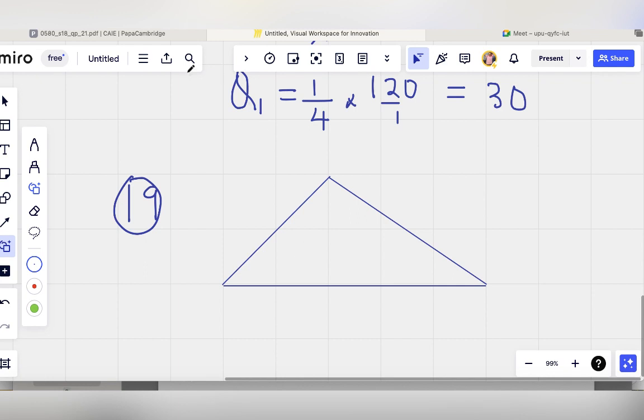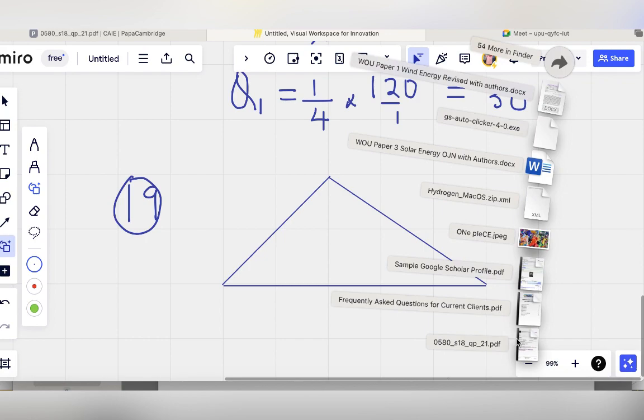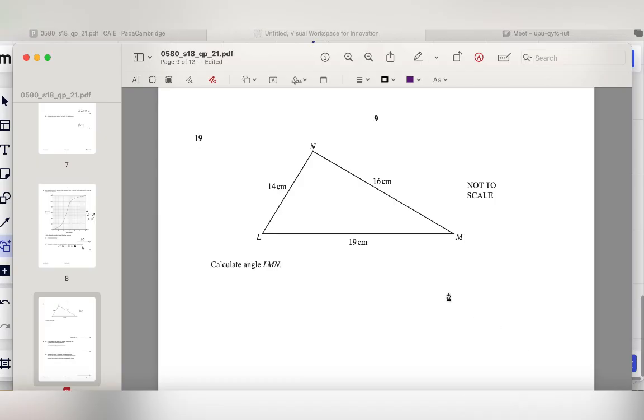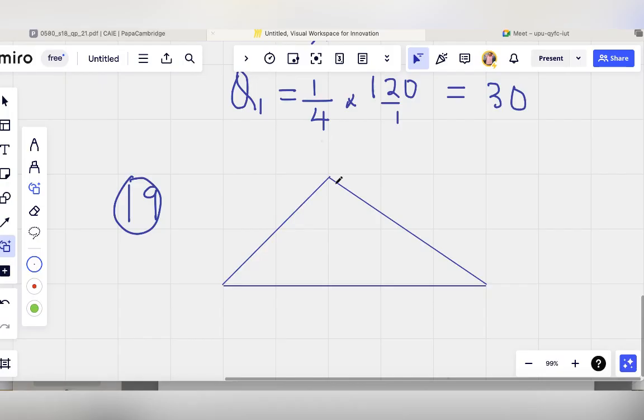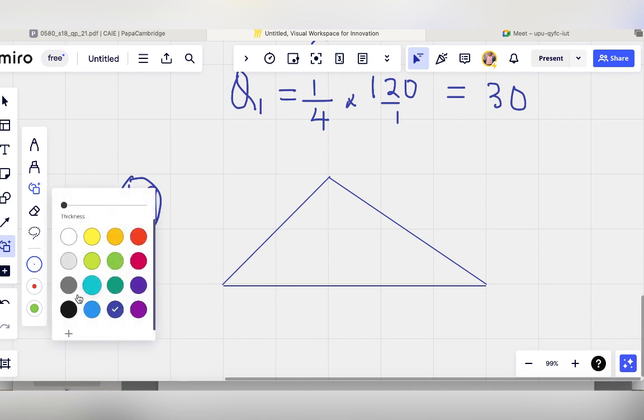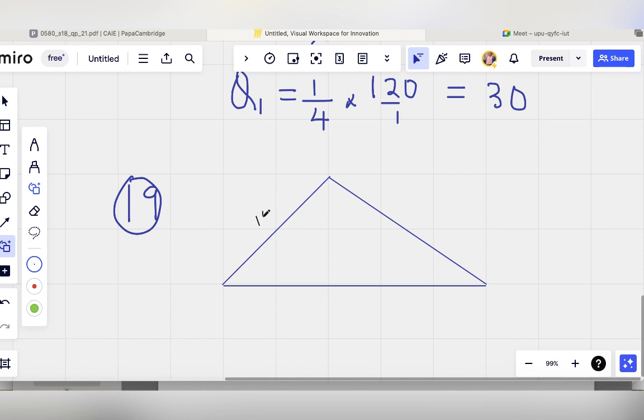Okay, so we have 14, 16, and 19. Here we have 14. We have 16. And 19 centimeter, all in centimeter, right? This is still 19, all in centimeter.